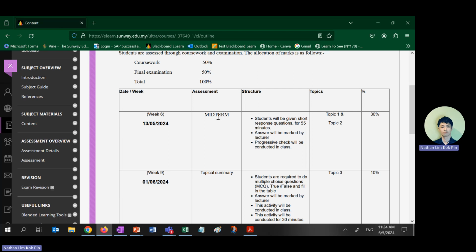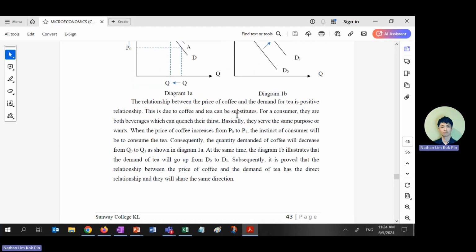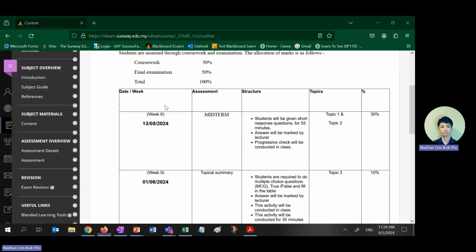Students will be given short response questions. What is short response? All these questions that we covered just now in your tutorial questions are short response. Okay, short response. No essay yet. So no essay yet means what? Boon Cheng can continue to sleep because it's too easy, short response.